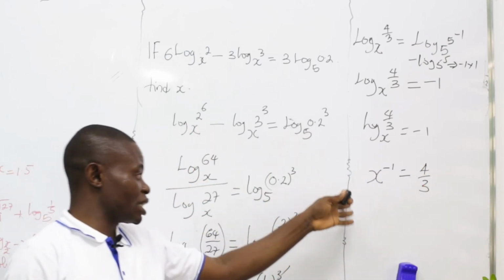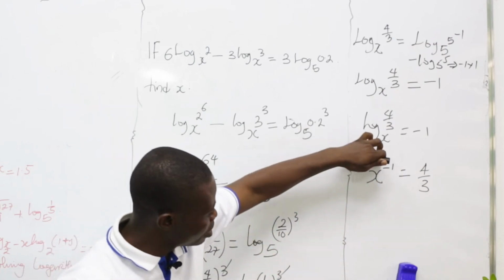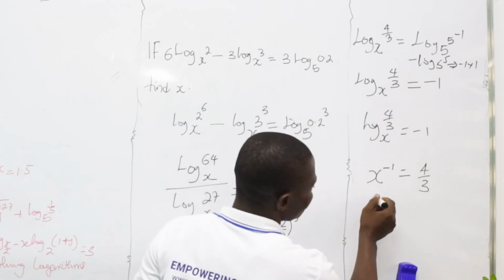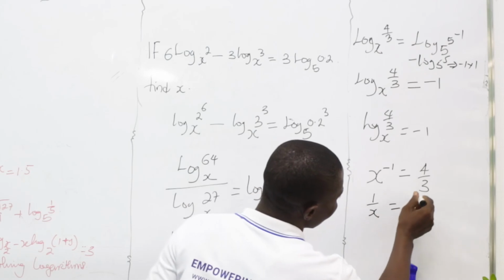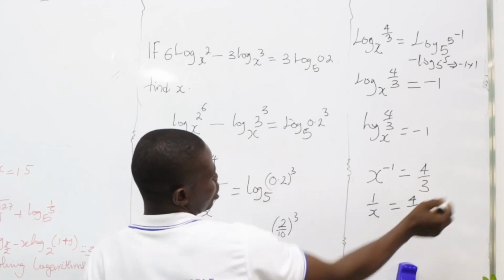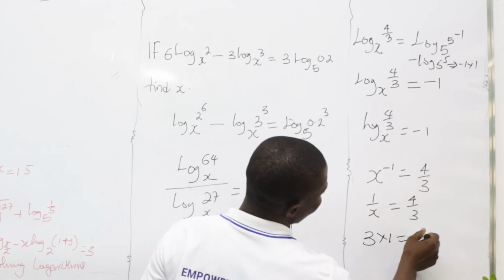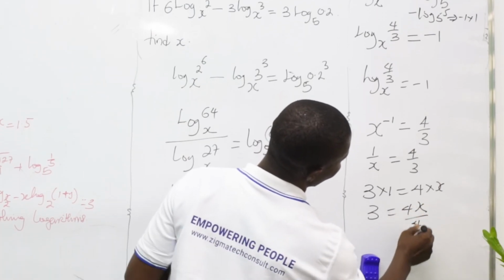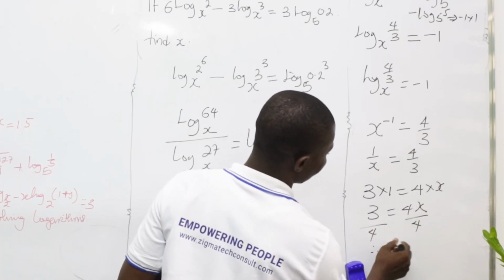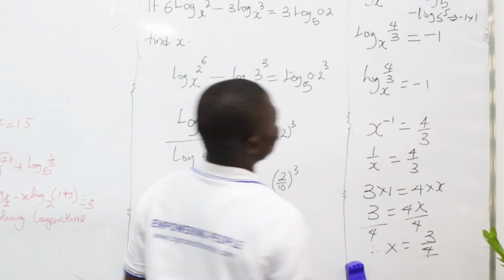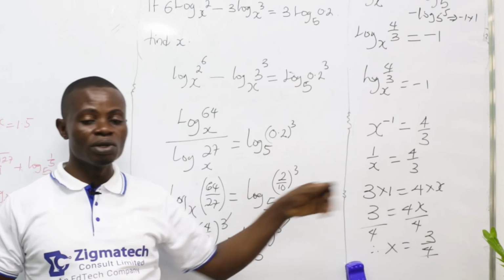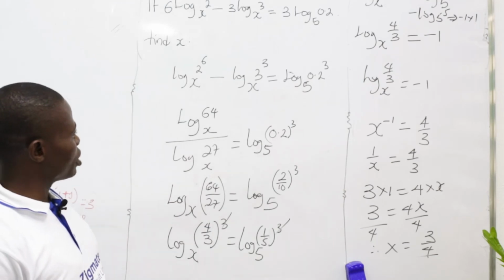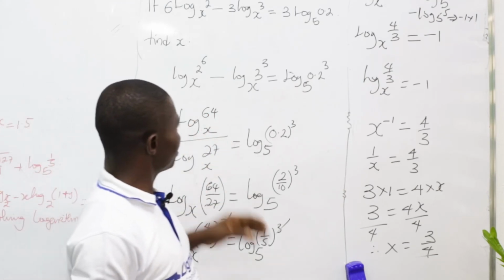Some people will rush to think the answer is 4 over 3, but there is something we are seeing here. What is that? X raised to the power minus 1. So if you like, you can say 1 over x equals 4 over 3, cross multiply. 3 multiplied by 1 equals 4 times x. So 3 equals 4x. So what is x? You divide through by 4. Therefore, x equals 3 over 4, not 4 over 3. So the solution is what? 3 over 4.